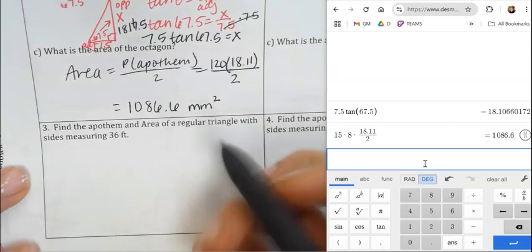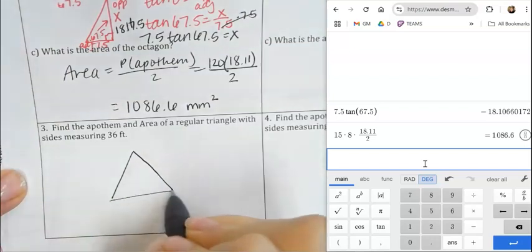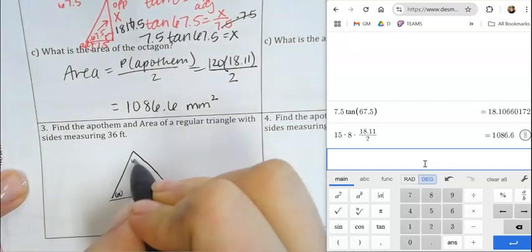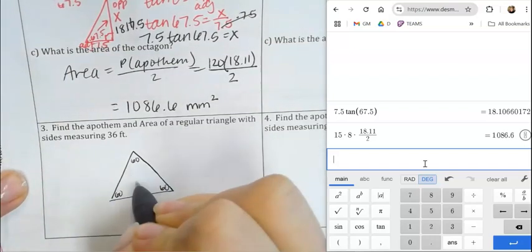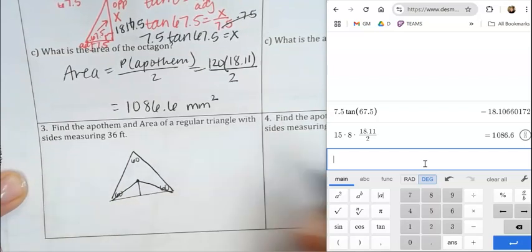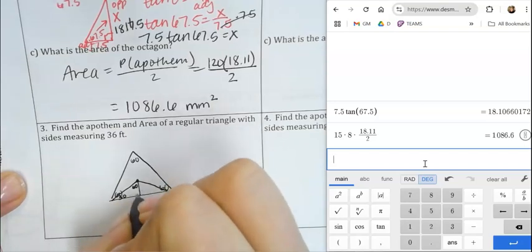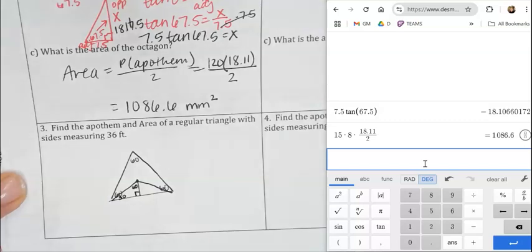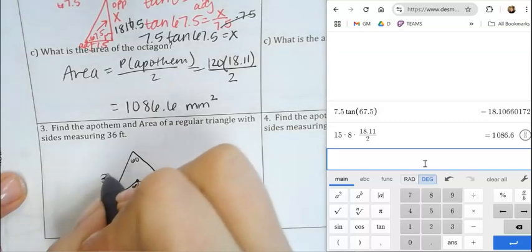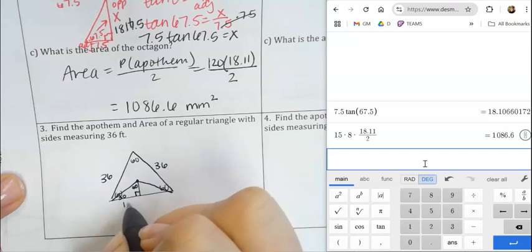Alright, we have a regular triangle. That means it's an equilateral. Equilaterals are 60, 60, 60. I want to find my apothem. That means this is a 30, 60, 90 triangle. Each length is 36. Half of 36 is going to be 18.